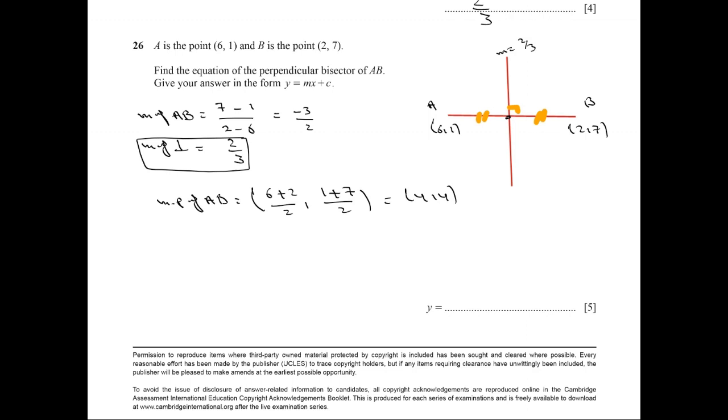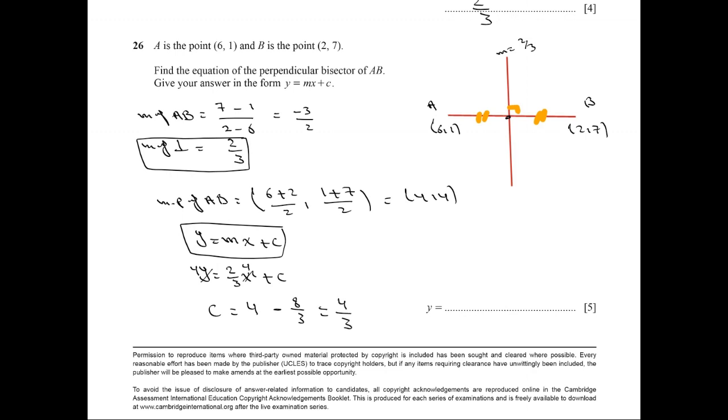Now, the equation of the perpendicular bisector will be y equal mx plus c. This is the form of any straight line equation. The gradient is equal to 2 over 3, so y equal 2 over 3 x plus c. To find the value of c, we have to substitute x by 4 and y by 4. c is equal to 4 minus 8 over 3, which is equal to 4 over 3. So the equation will be y equal 2 over 3 x plus 4 over 3.